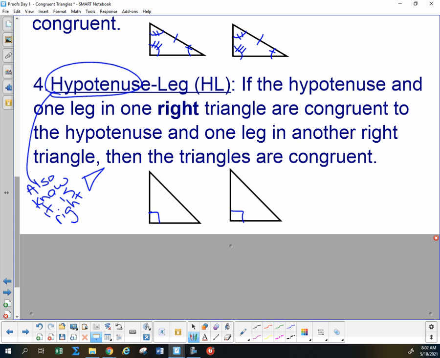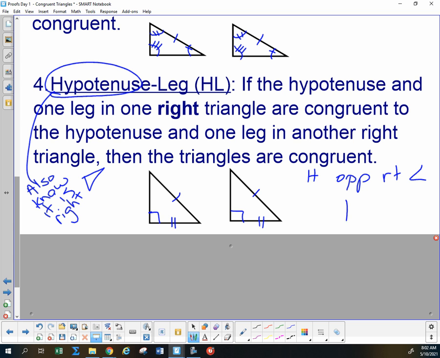Along the diagonal side? I think you're on the right track, but those triangles could be rotated into any position. Is there a way I know it? Opposite the right angle. Okay, it has to be opposite the right angle. So the hypotenuse is always opposite the right angle. We must know that side. Then, if we also know one of the legs, then we can say that it is congruent by HL, for hypotenuse leg.